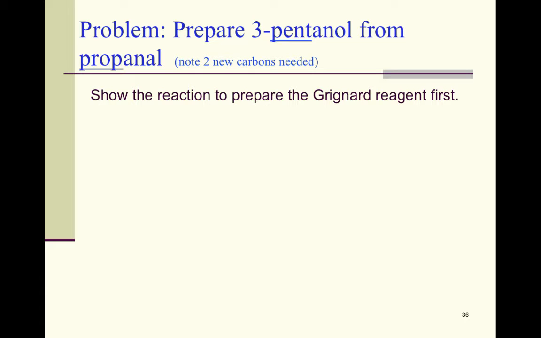Using the Grignard reagent, prepare 3-pentanol from propanal. Right off the bat, I do see something. I know your textbook has not taught you how to name aldehydes yet, but they act like you know how to. So I do need to give you a brief preview on how to name aldehydes.